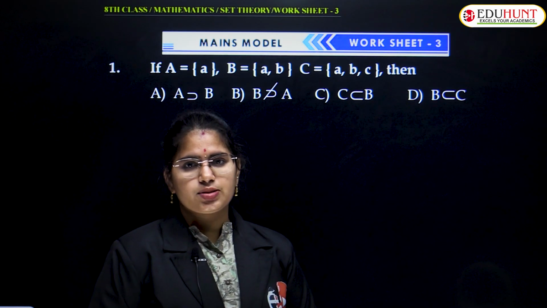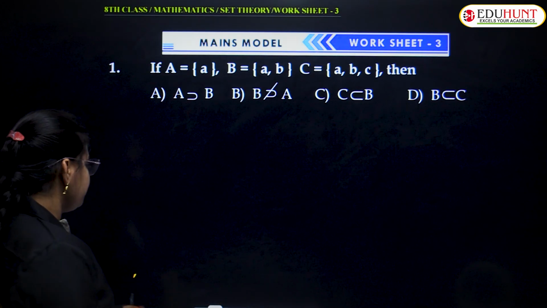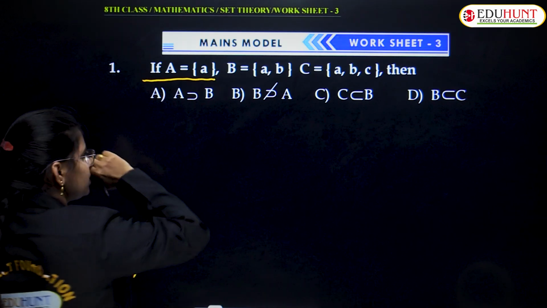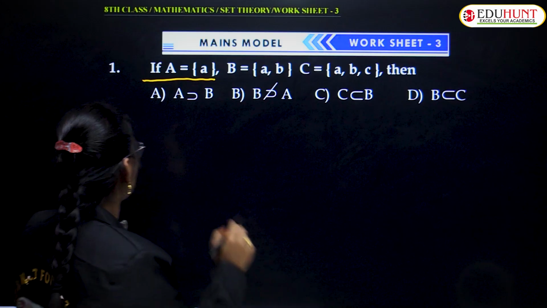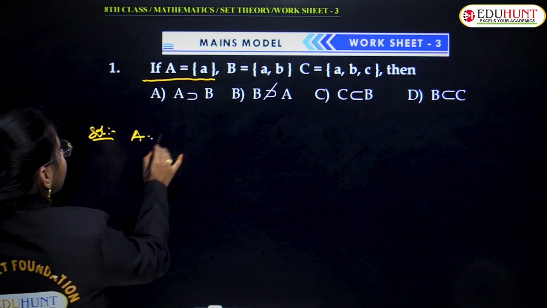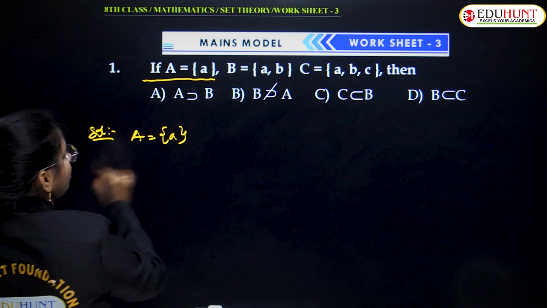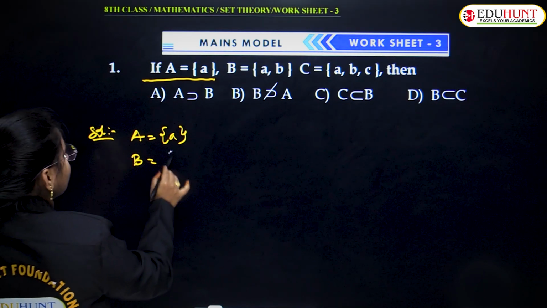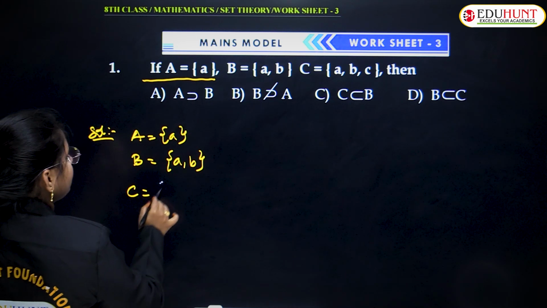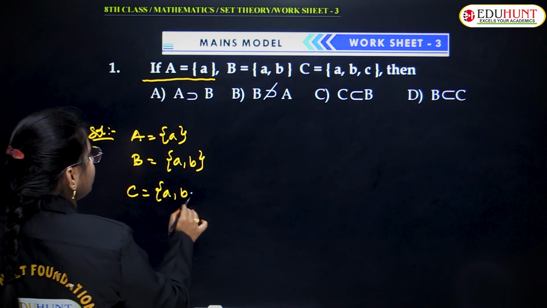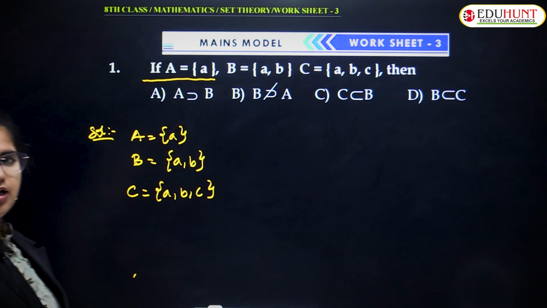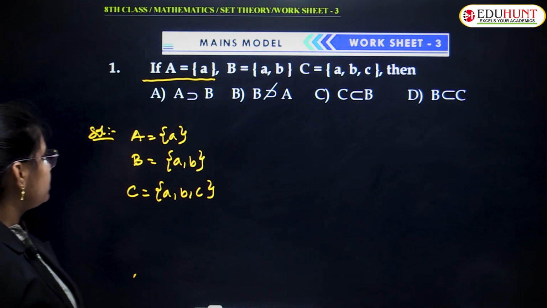So here comes the first problem. What is the first problem here? A is the set with the element a. B is a set with the elements a, b. C is the set with the elements a, b and c. So these are three different sets. Then what is the result?